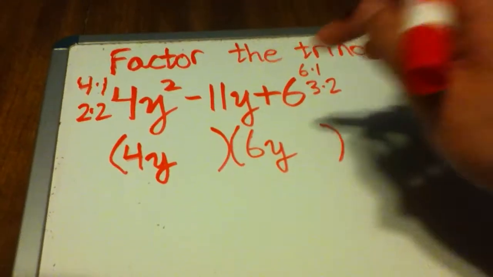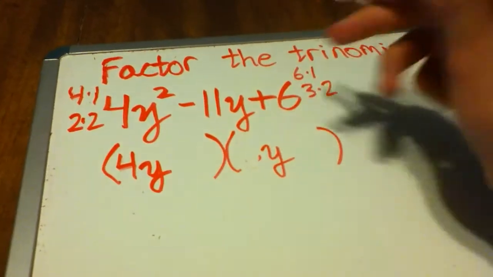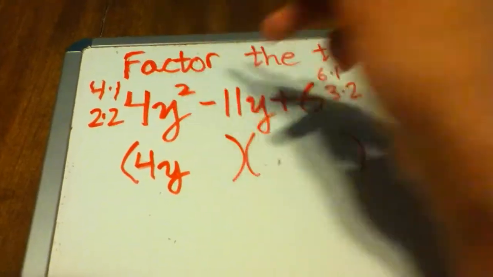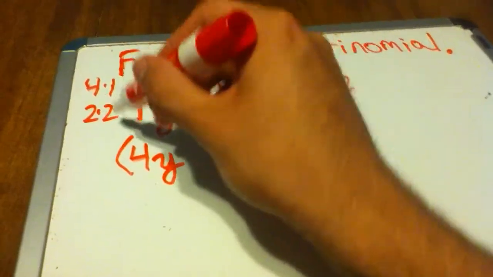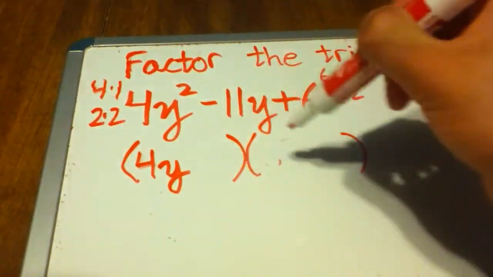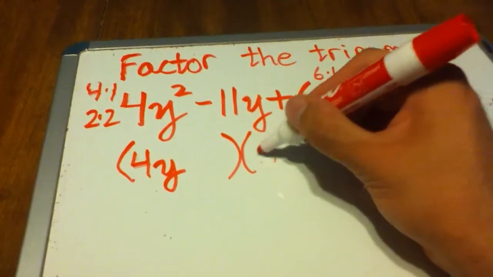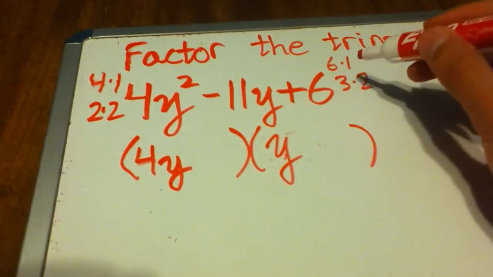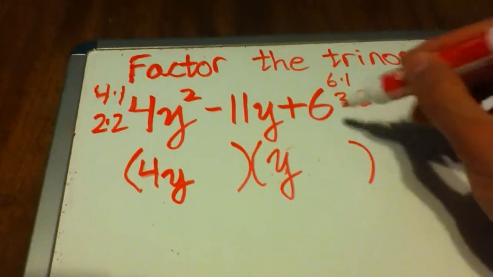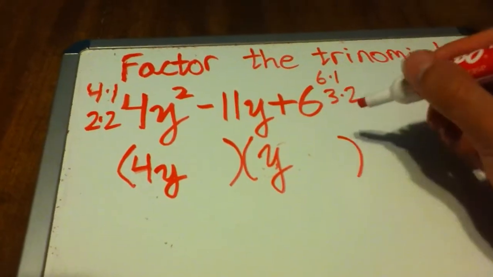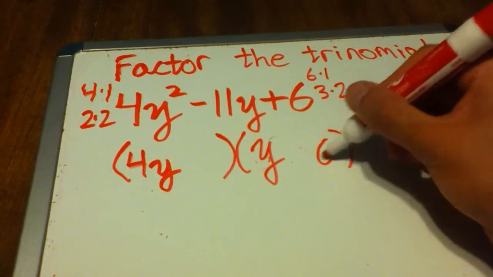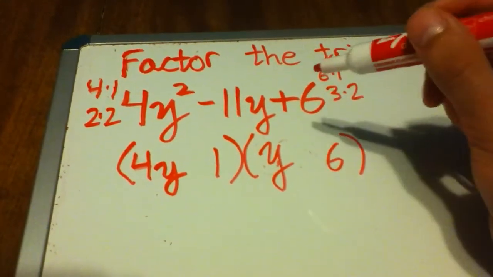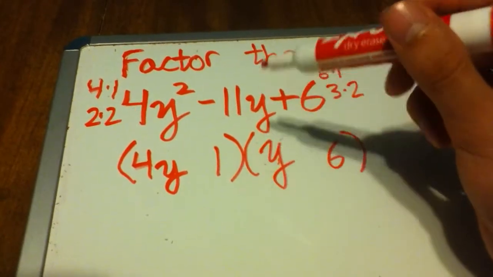Sorry, there shouldn't be a 6y, it should just be a y. So this is basically your front two, because it's the first term. So it's your first terms in your two parentheses. So 4y and y. And then these numbers, whatever it may be, are your end terms, just like it is in our trinomial. So if I had a 6 here and a 1 here, because that's what makes it up, would that combination give me a negative 11?